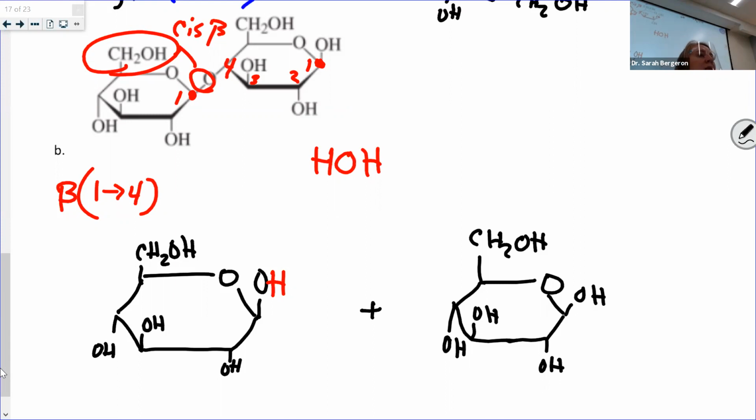So tell me about monosaccharides. Are they reducing or non-reducing? They're all reducing, right? They all have free anomeric carbons, all of them. In a disaccharide, you have to look. You have to try to figure it out. But in a monosaccharide, they're all reducing, right? So that's a good trick to know.